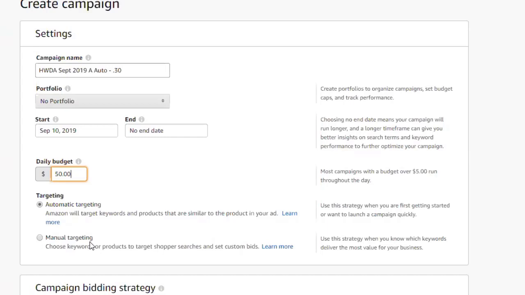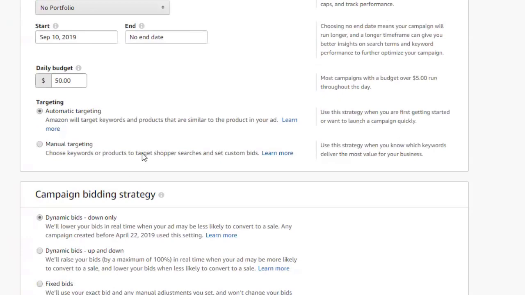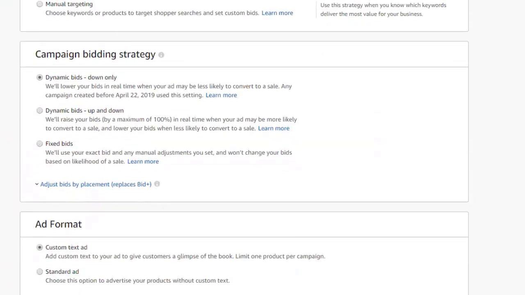Yes. Okay, good. Now, I'm going to do auto-targeting on this one because you want the first one to be easy. Auto-targeting, they pick your keywords, okay? Now, this section here, this is another section where if you stop paying attention and you're looking at cat pictures on Facebook, focus on this. There's 3 choices. Dynamic bid down will lower your bids in real time when your ad may be less likely to convert to a sale.